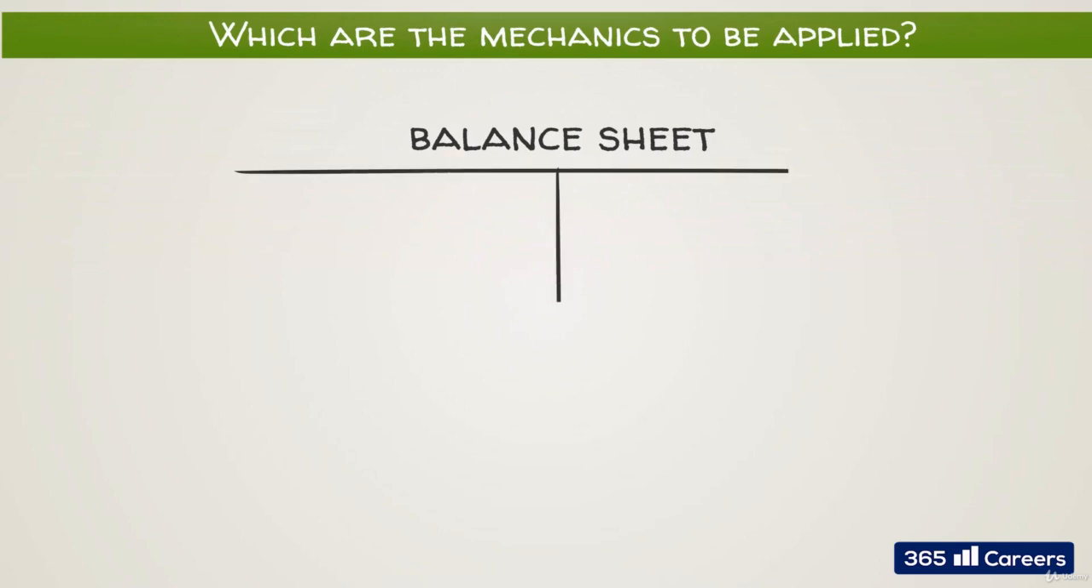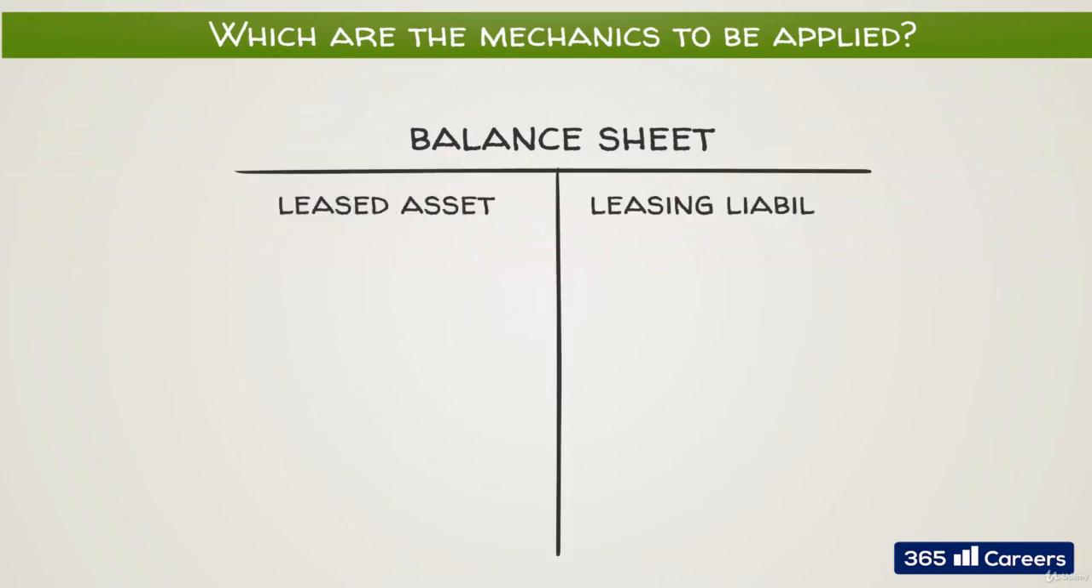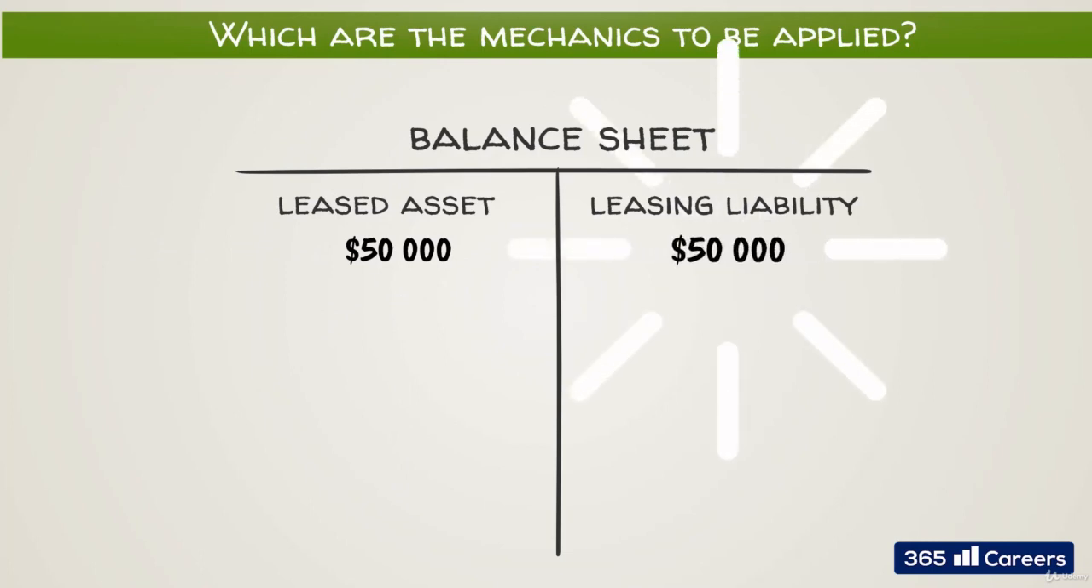Okay, good. We'll have to capitalize the asset on the company's balance sheet and show a leasing liability on the opposite side. Therefore, in this case, we will have the following accounting entry. Debit fixed assets for $50,000 and credit leasing liabilities for the same amount.